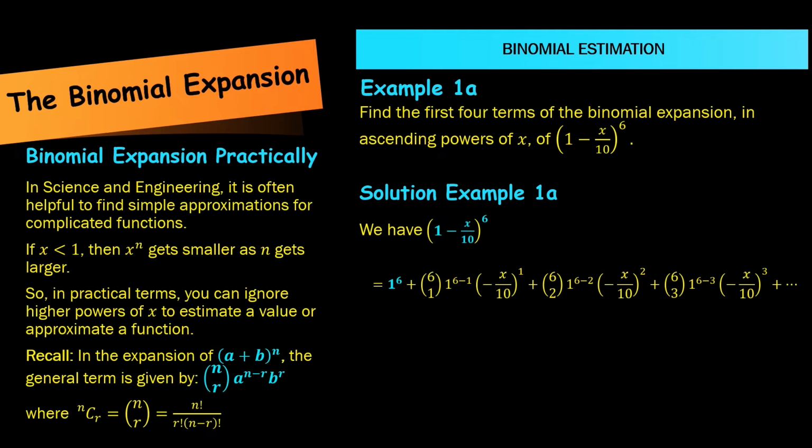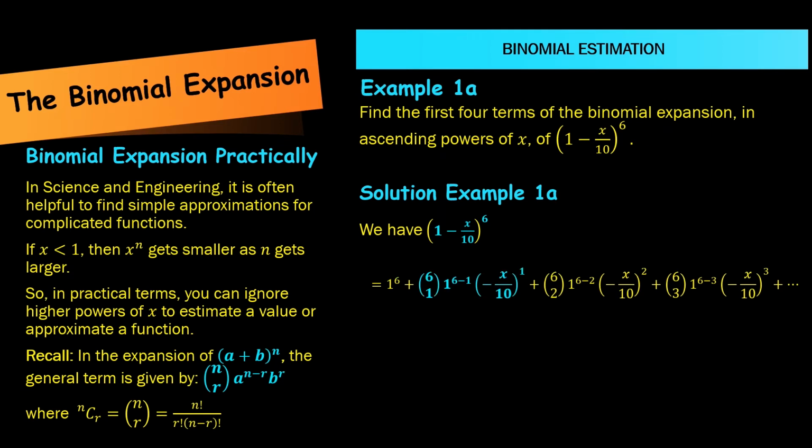So in each term of the binomial expansion, we simply substitute in the values of a, b, n and r. The values of a, b and n stay fixed, but r changes. So a is equal to 1, b is equal to minus x over 10, n is equal to 6, and in the value highlighted, r is equal to 0.